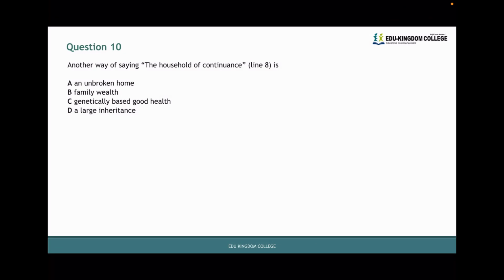And lastly, for question 10, another way of saying the household of continuance in line 8 is what? So household means like a home or a family, and continuance means that it does not stop, right? That it is resilient, right? It stands the test of time, right? So that best aligns with A, an unbroken home, because that means that this home will continue, like continuance, right? And that it won't discontinue, it'll just keep on going. So A is a good answer.